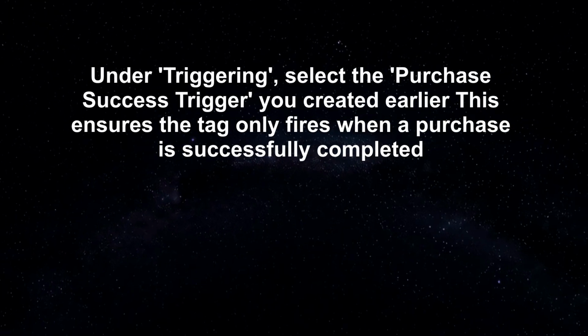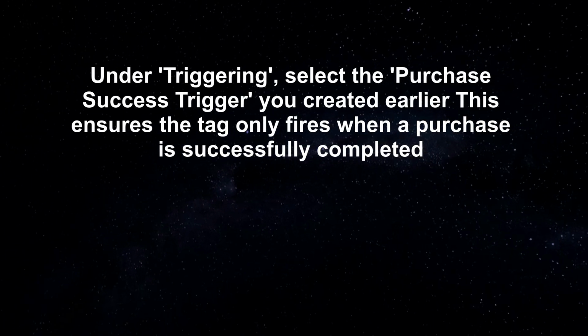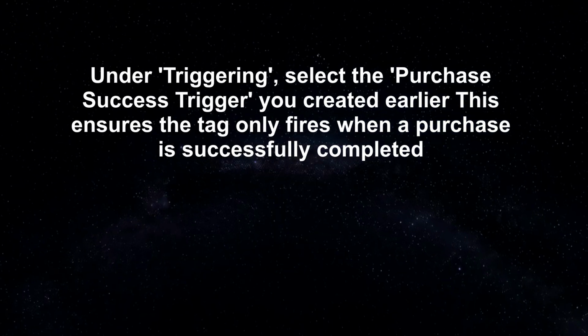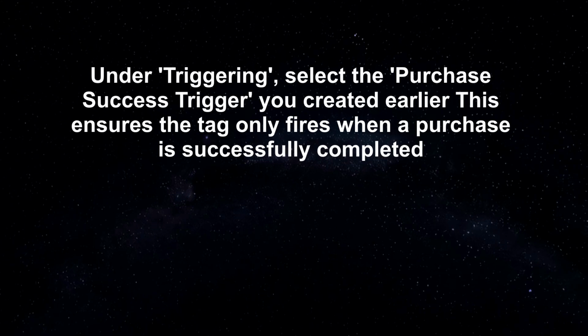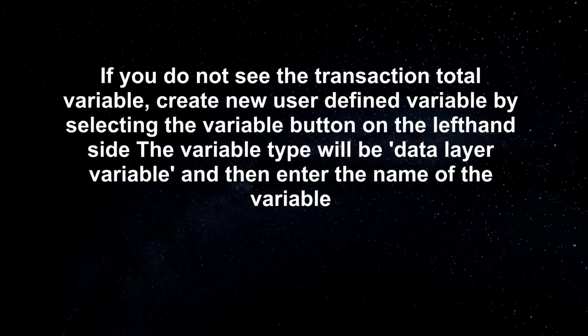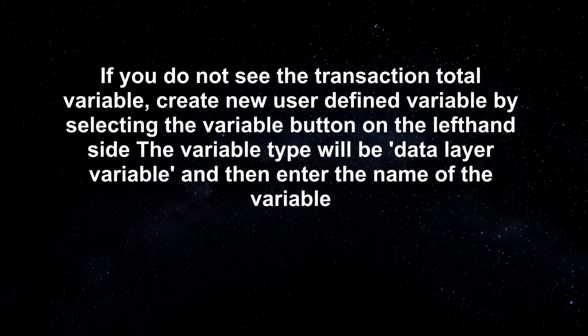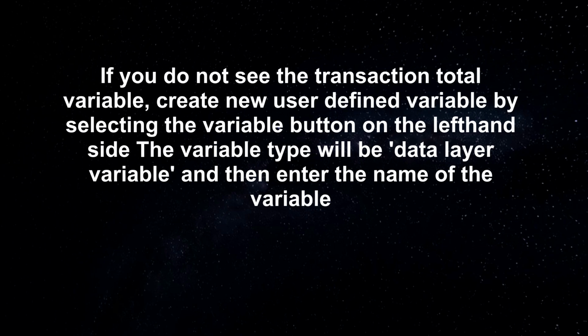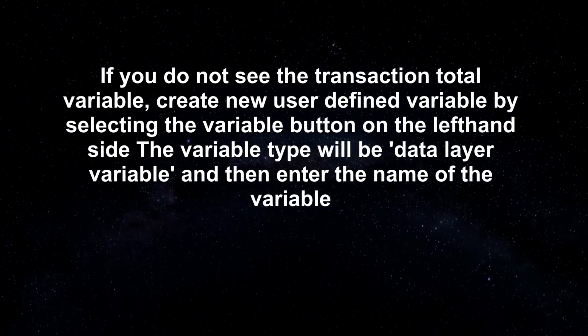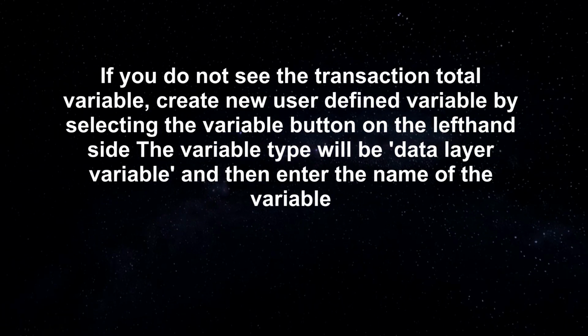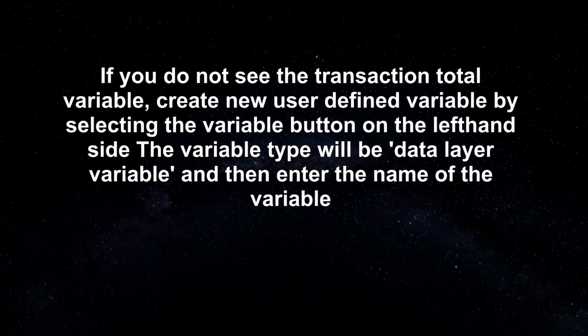Under triggering, select the purchase success trigger you created earlier. This ensures the tag only fires when a purchase is successfully completed. If you do not see the transaction total variable, create a new user-defined variable by selecting the variable button on the left-hand side. The variable type will be data layer variable, and then enter the name of the variable.